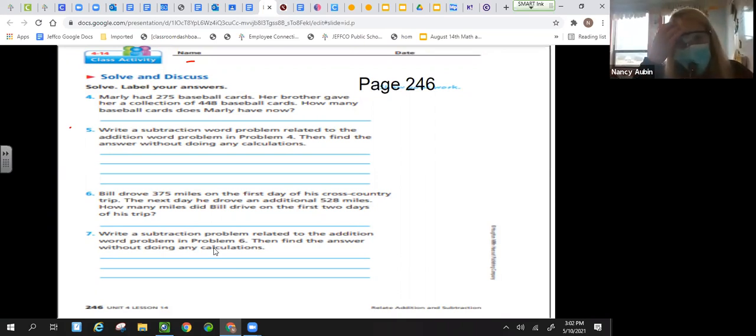It says Marley had 275 baseball cards. Her brother gave her a collection of 448 baseball cards. How many baseball cards does Marley have now? Go ahead and solve number 4. Show your work, write your answer, and then we'll do number 5 together. You have to decide if you're adding or subtracting. Visualize. Think about what the key words are and what question is being asked of you.